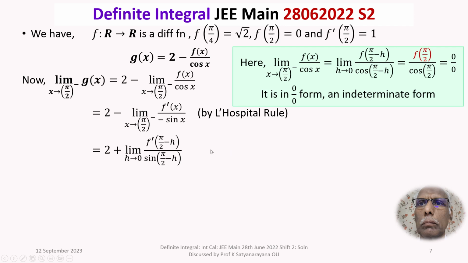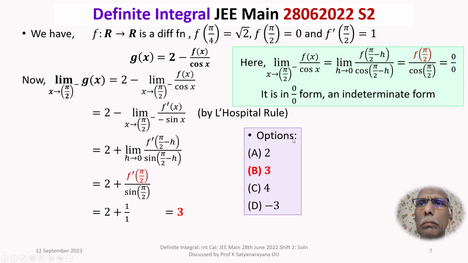Agreed. So take the limit as h tends to 0, 2 plus f prime of pi by 2, because f prime of pi by 2 is given to be 1, by sine of pi by 2 minus h, as h tends to 0, sine pi by 2. So f prime of pi by 2 is 1, sine pi by 2 is 1, so it is 1 by 1. 2 plus 1 by 1, that is 2 plus 1, that is equal to 3. So the limit x tends to pi by 2 minus of g of x, that is what we are required to find, and the value of that is 3.